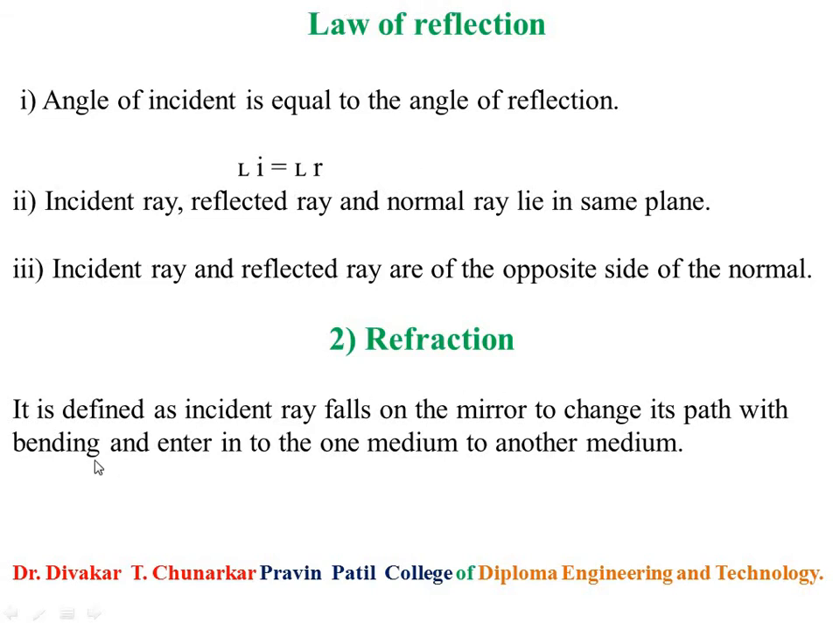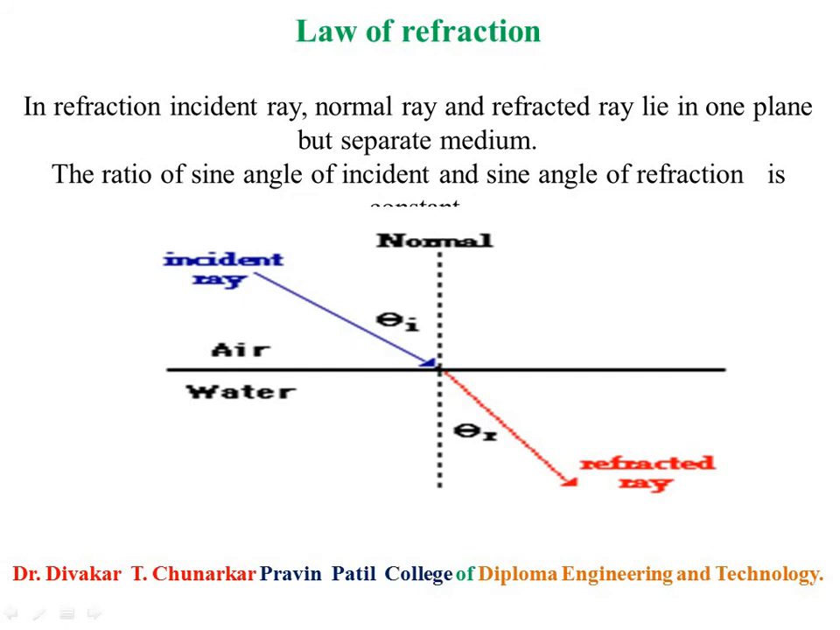Then refraction. Refraction is the opposite of reflection. Refraction is defined as the incident ray falling on the mirror and changing its path with bending. Bending is the important word in the definition of refraction, keep it in your mind. It is defined as the incident ray falling on the mirror, changing its path with bending, and entering from one medium to another medium. It's called refraction. So this is the ray diagram of refraction.